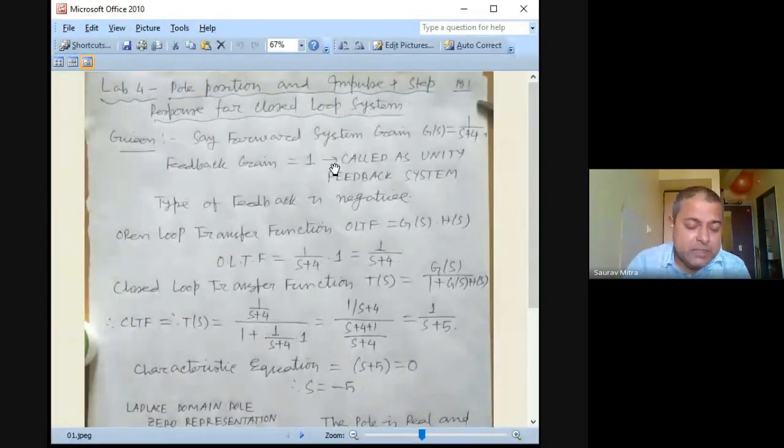So keep writing all these things. Unity feedback system. Nothing is going at the output. Whatever signal we are generating, all the signal is being fed back to the input. Generally, whenever we are taking a feedback, how much percent of the output do we take as feedback? Hardly 5% or hardly 7% or maximum 10%.